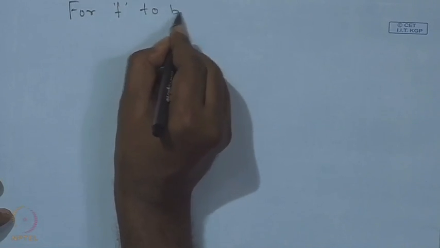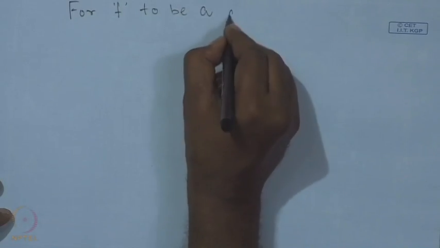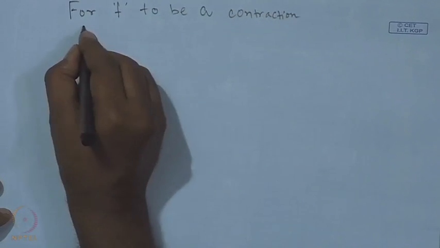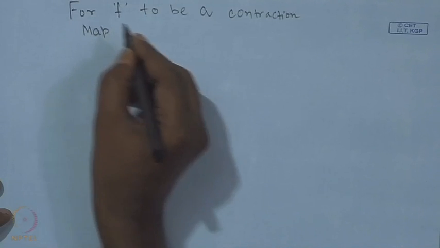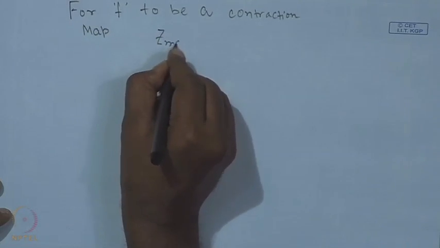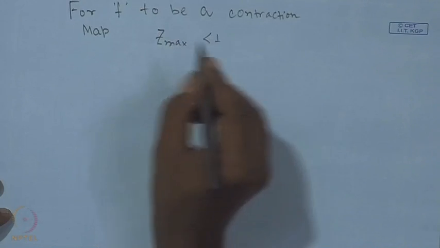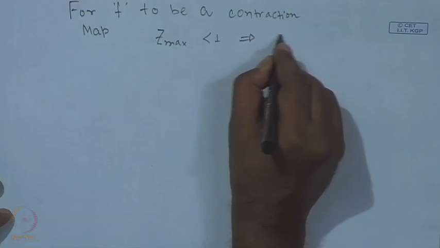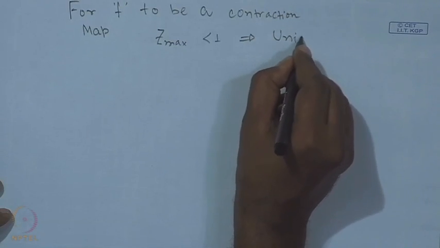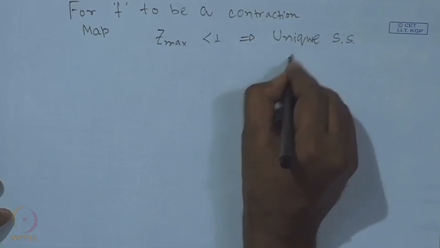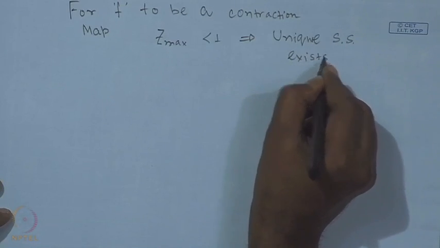For f to be a contraction map, the z max should be less than 1, and if z max is less than 1, there exists a unique steady state. Unique steady state exists.